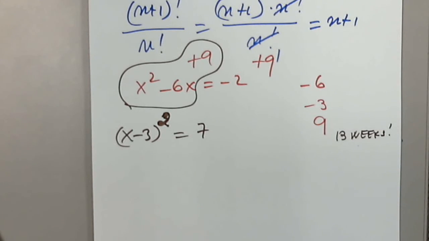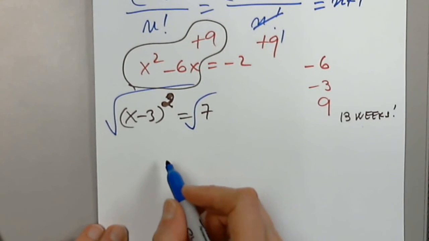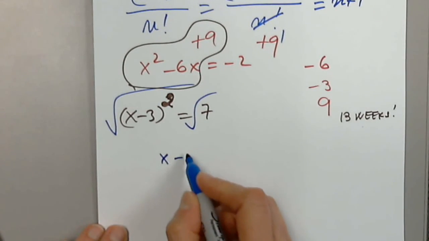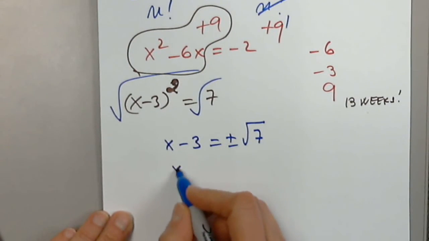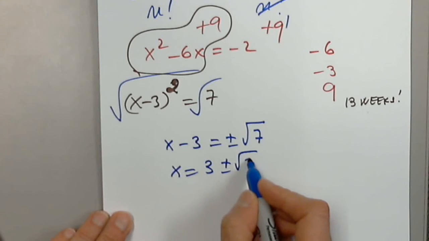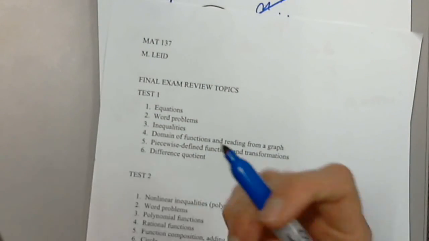How many solutions do you expect? 2. Very good. So you will not forget plus or minus. Exactly. x minus 3 equals plus or minus the square root of 7, and we are adding 3. Good, very good. Good example. This is from equations.